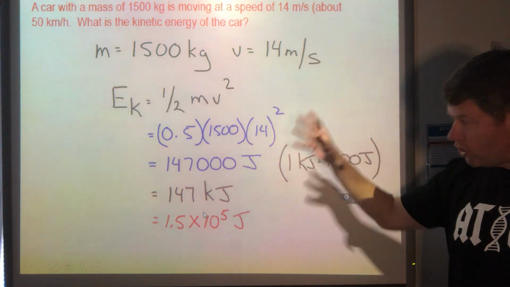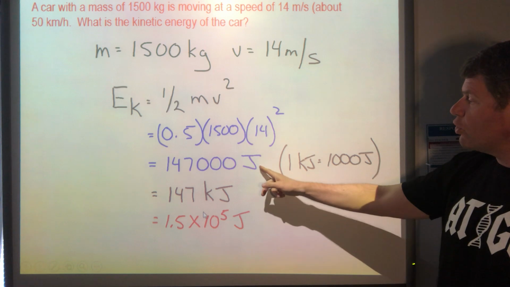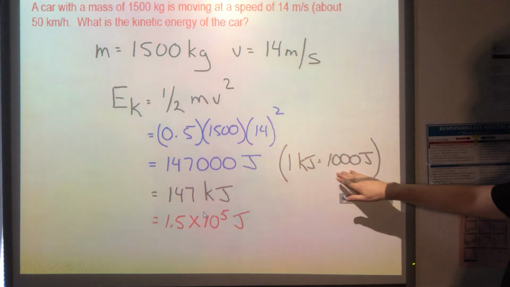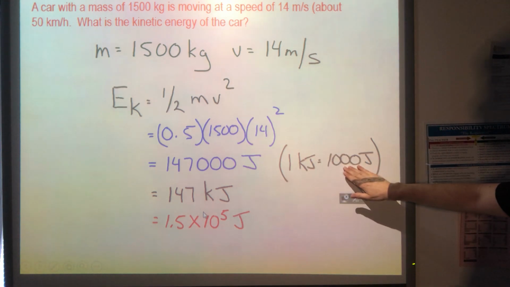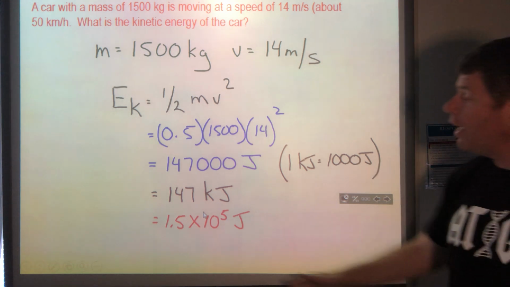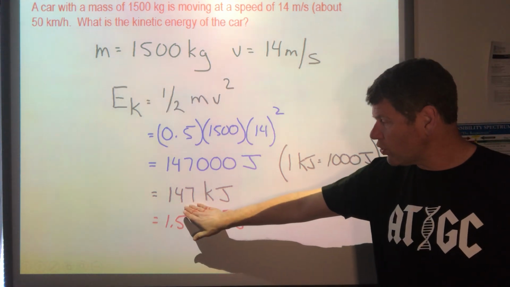One way to shrink the number of digits is to change your joules into kilojoules. If you can see this here, remember that 1 kilojoule is 1,000 joules. So we would divide by 1,000 and we would get 147 kilojoules.